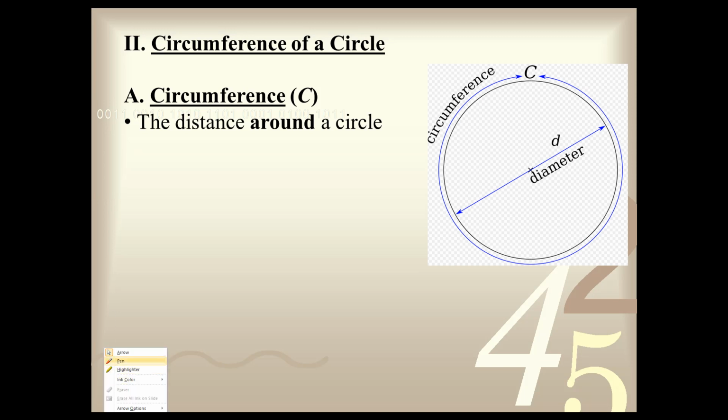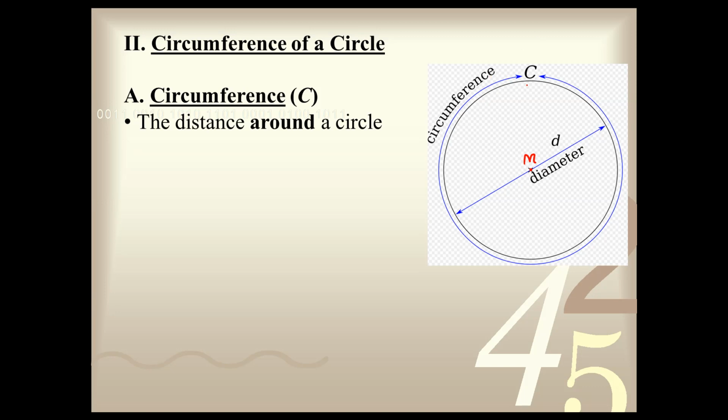First things first, again, just because I don't want to confuse circumference, capital C, with the center of the circle, maybe instead of calling the center of the circle capital C, now we'll just call it M. We can think of M as being like the middle of the circle. What exactly is the circumference of the circle?